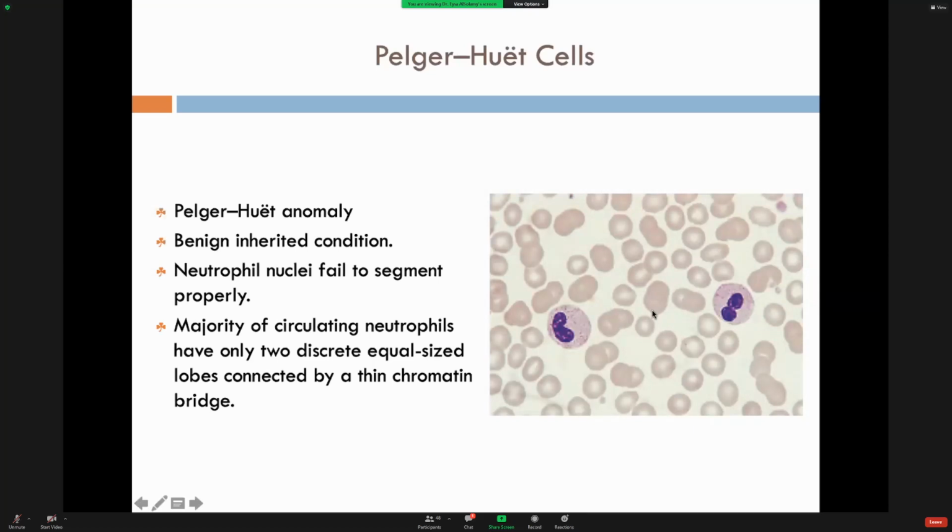The majority of circulating neutrophils have only two discrete equal-size lobes connected by thin chromatin. In between each other, there will be a thin chromatin bridge. This is common to be seen as Pelger-Huët, which is a benign inherited condition.